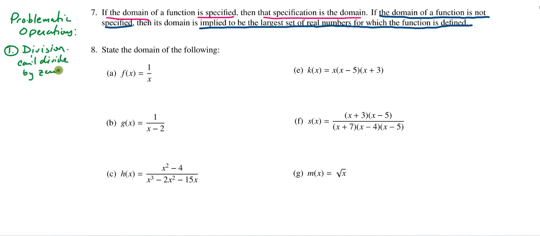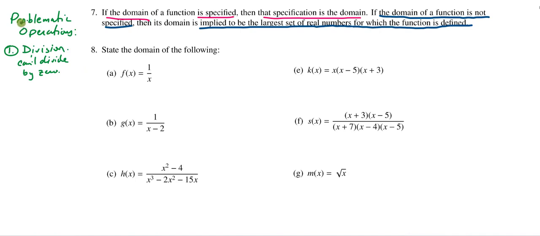So if the rule of assignment for your function has the operation of division in it, and the domain is not specified, then it's on you to ensure that you're never including a number that would allow the situation where you'd have division by 0 attempting to occur. So you need to make sure that you're not going to divide by 0. So let's look at this problem right here. Here we have f of x is equal to 1 divided by x.